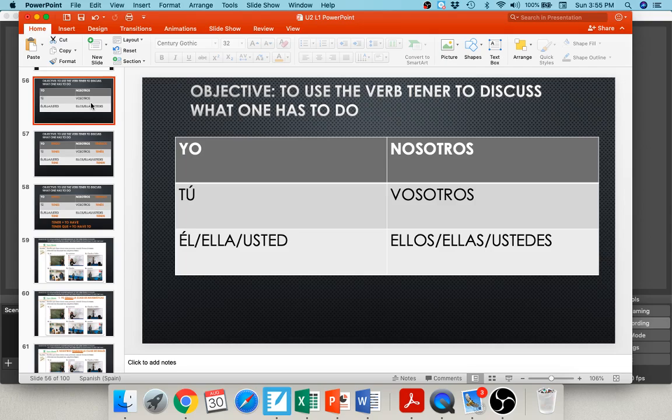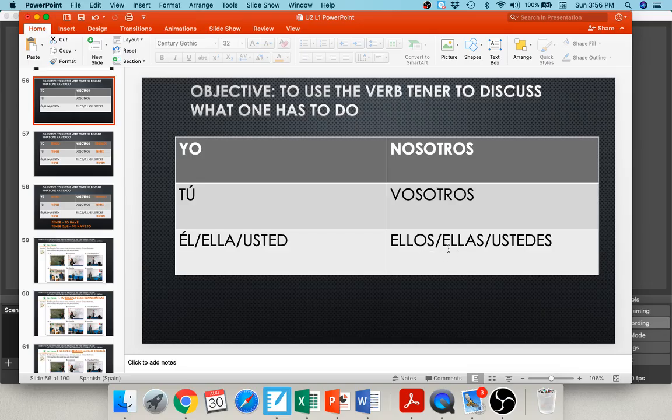So here in your magical box, you have yo, which means I, tú, for you, informal. We have él, he, ella, she, and usted, you, formal. In our top right box, we have nosotros and nosotras, both of which mean we. Vosotros and vosotras, both of which mean you all, used only in Spain.